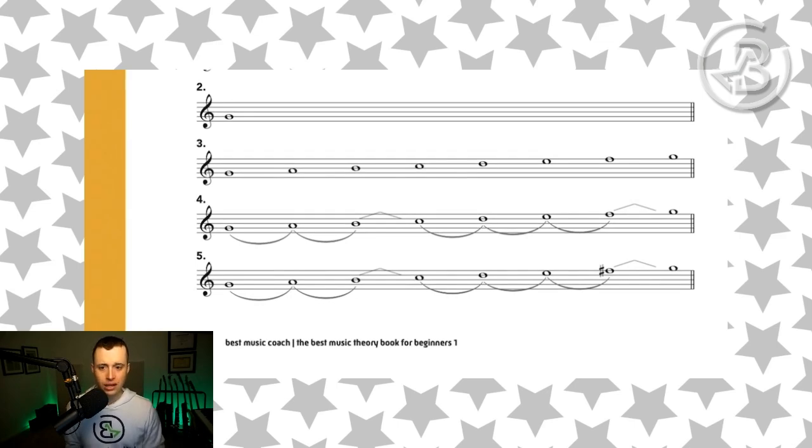Step number 4 is you're going to write your whole and your half step swoops and little hats between the notes to make sure you've really got the whole and the half step formula locked in. And then you're going to double check as step number 5 your whole and half step formula and add in any accidentals that you need to make sure that that formula is correct.